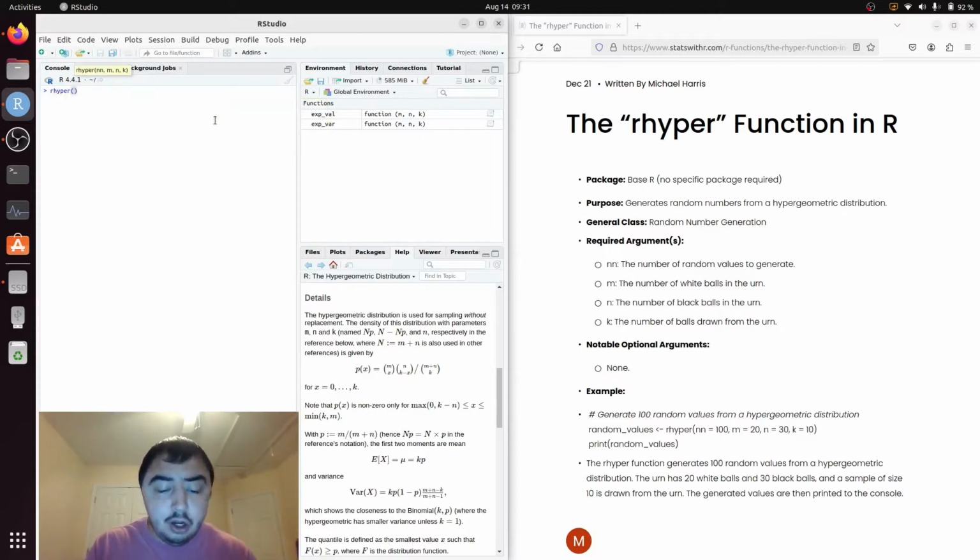So rhyper, n, the number of values we want to sample. I'm going to start with 100. m, the number of white balls, or balls we actually want in the bag or urn. I'm going to call that 2. n, the number of black balls, or the balls we don't want. I'm going to say 3. And I want to pull out 1 ball.